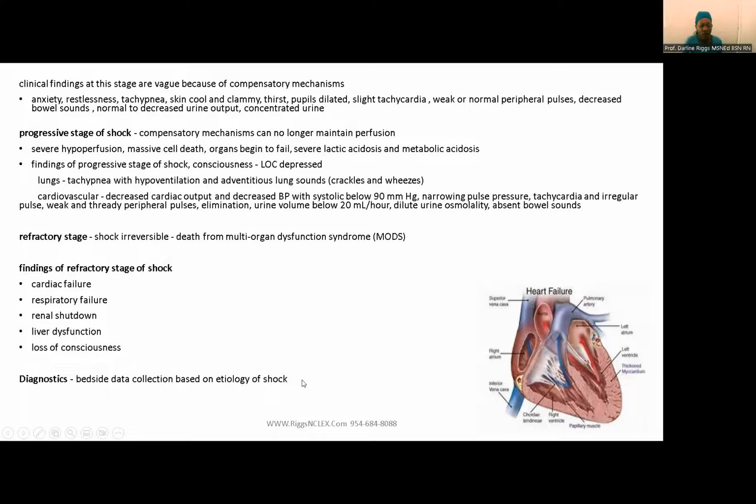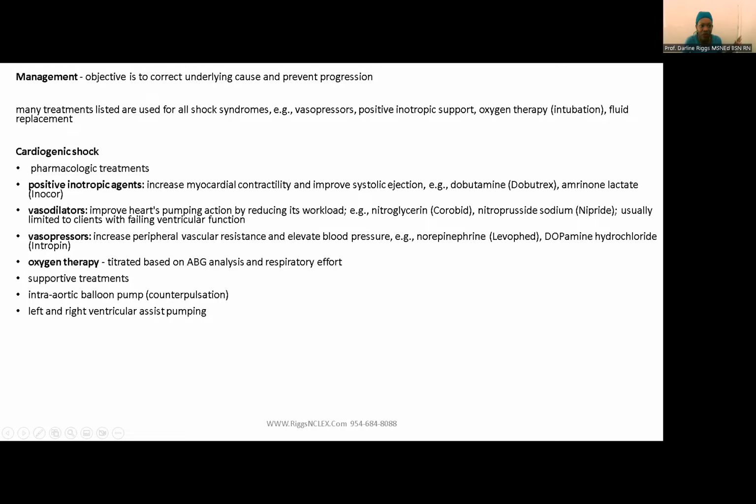Okay, so now that you know the different types of shock, the patho, and how the body compensates, we have to treat. So let's talk about treatment. We're going to treat based on the type of shock. The very first one we want to cover is cardiogenic. With cardiogenic shock, that is where the heart is not contracting, the pumping.